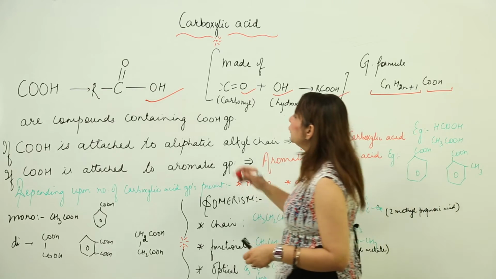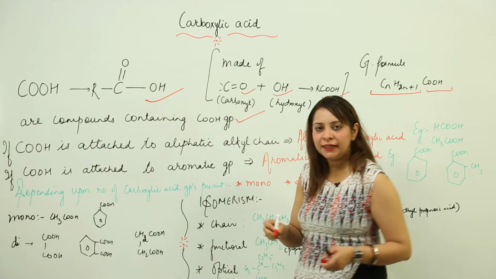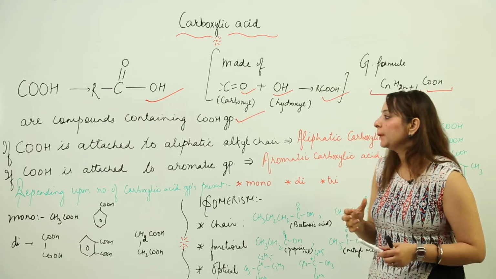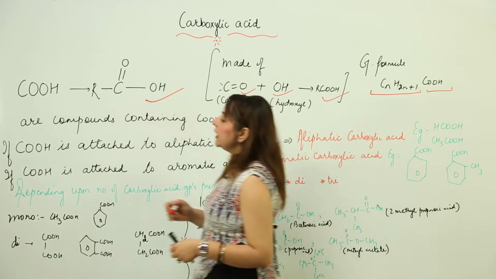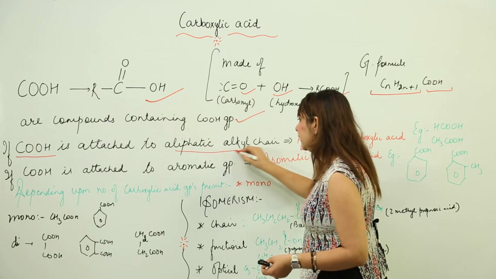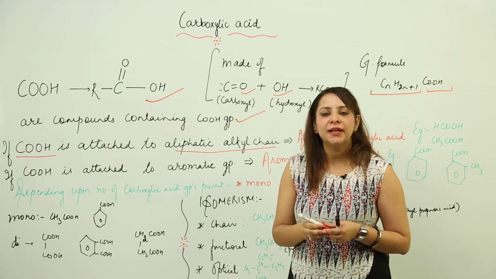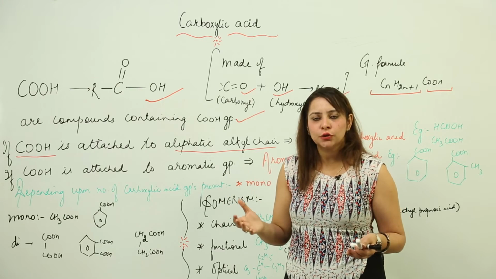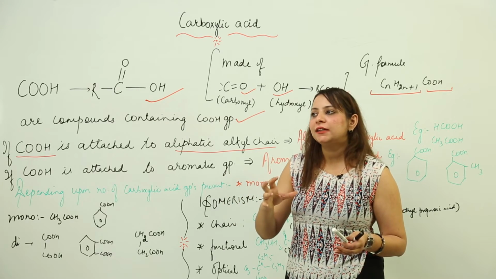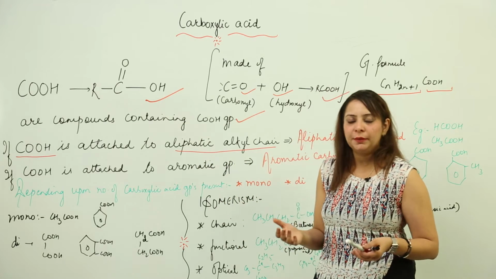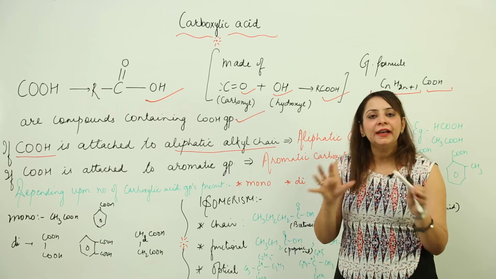So the compounds which contain the carboxylic acid group in their chain are actually the derivatives of the carboxylic acid. Carboxylic acid may be attached to an aliphatic alkyl chain. An aliphatic alkyl chain is a straight chain, meaning there is no ring present. The chain can be branched also, and carbon and carbon are linked by single bonds, or maybe double or triple bonds may be present, but there is no ring-like structure.